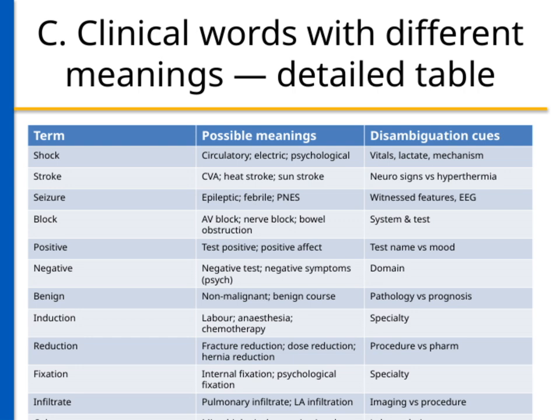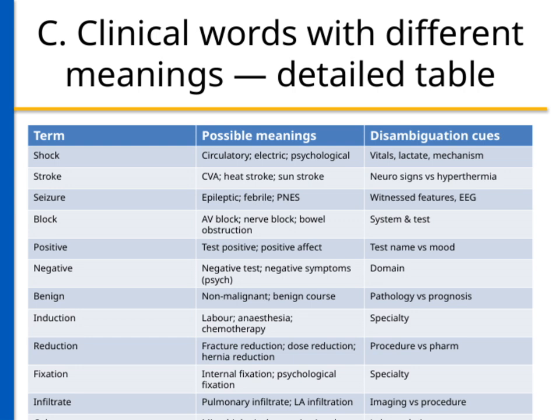Similarly, negative can refer to a negative test result or negative symptoms in psychiatry. Again, the domain helps determine which meaning applies. Benign could refer to a non-malignant tumor or a benign course of disease, indicating a good prognosis. Pathology versus prognosis is the key distinction.